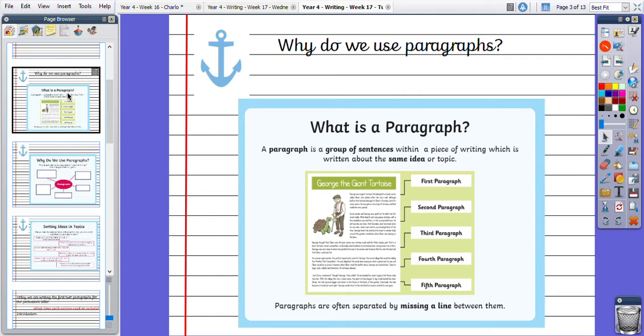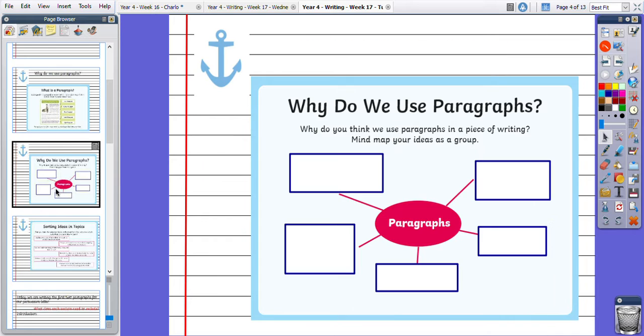As our anchor then, why do we use paragraphs? So what is a paragraph? A paragraph is a group of sentences within a piece of writing, which is written about the same idea or topic. Paragraphs are often separated by missing a line between them. But why do we use them?